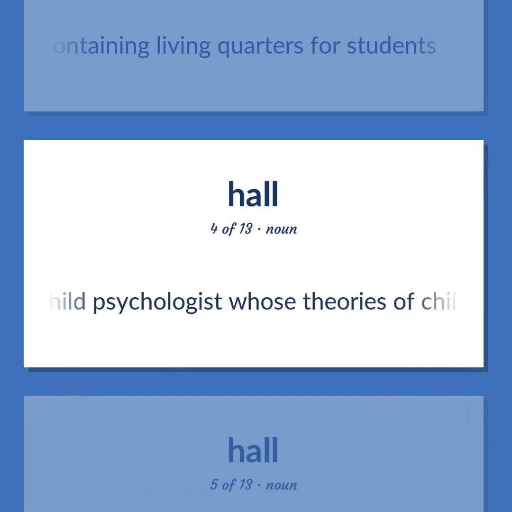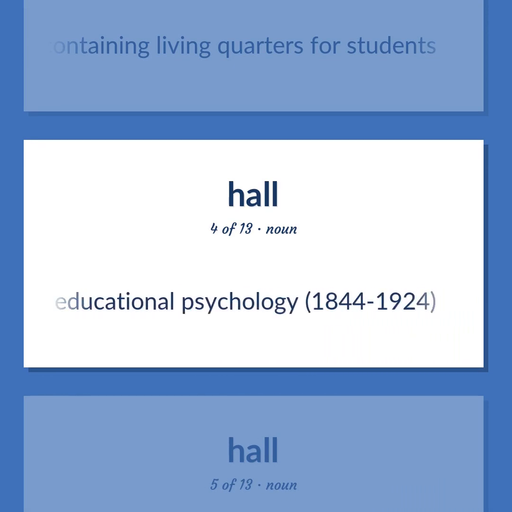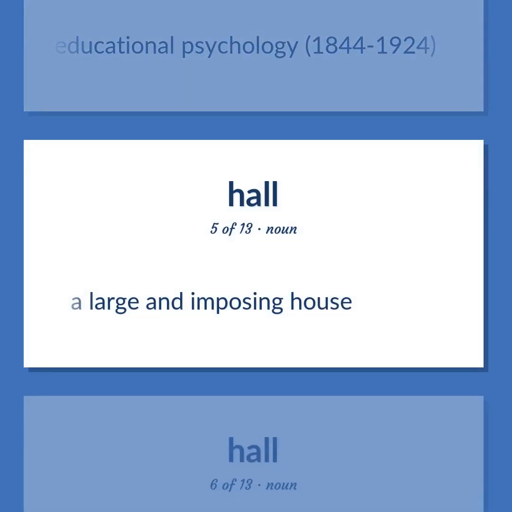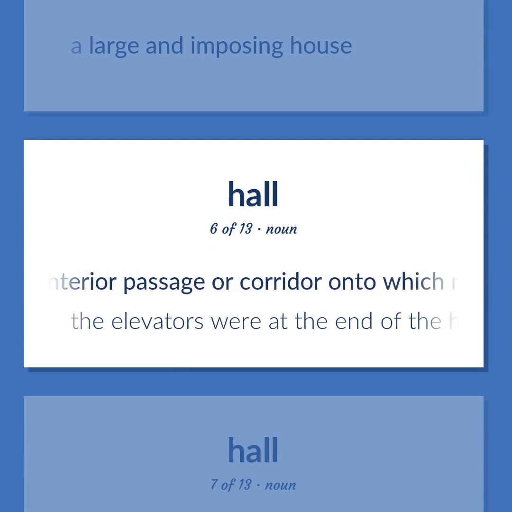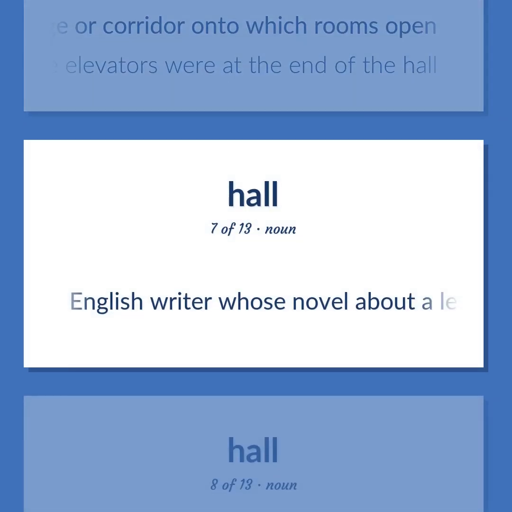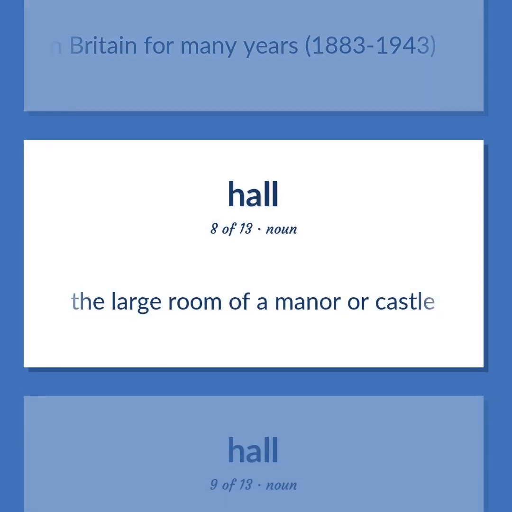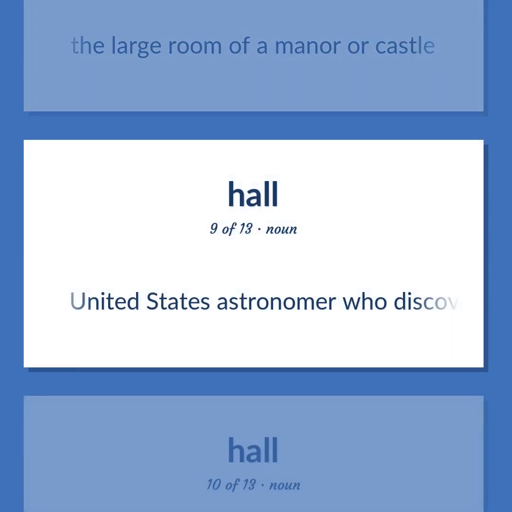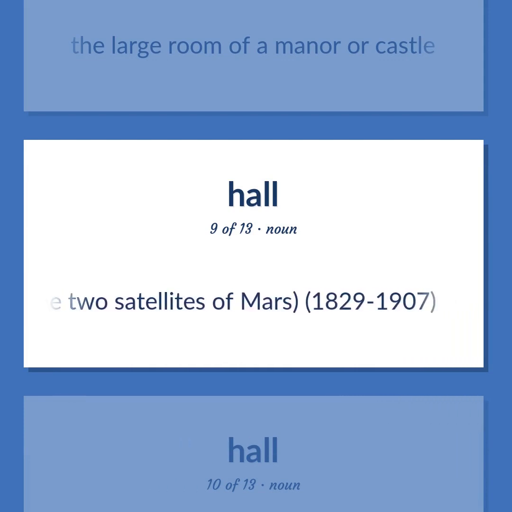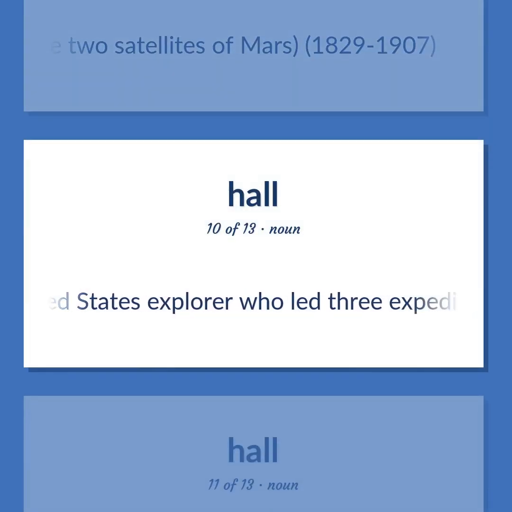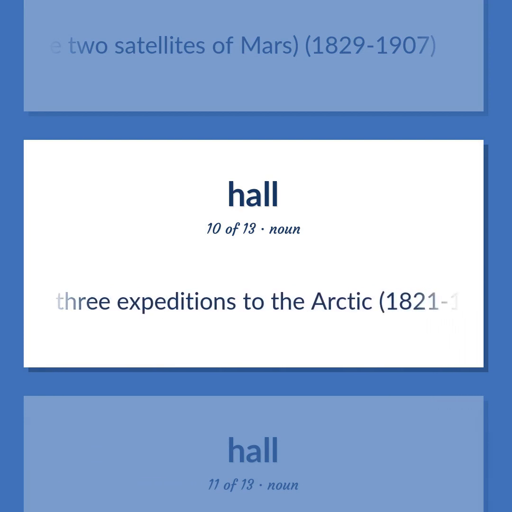United States child psychologist whose theories of child psychology strongly influenced educational psychology, 1844 to 1924. A large and imposing house. An interior passage or corridor onto which rooms open. The elevators were at the end of the hall. English writer whose novel about a lesbian relationship was banned in Britain for many years, 1883 to 1943. The large room of a manor or castle. United States astronomer who discovered Phobos and Deimos, the two satellites of Mars, 1829 to 1907. United States explorer who led 3 expeditions to the Arctic, 1821 to 1871.